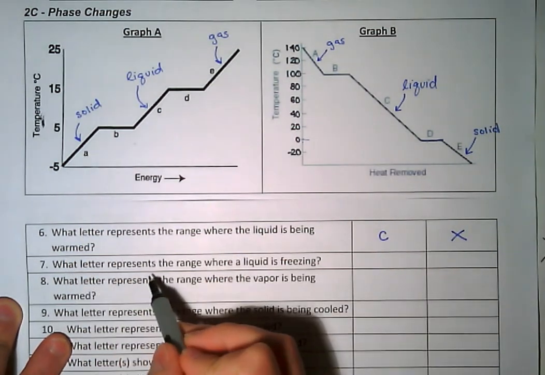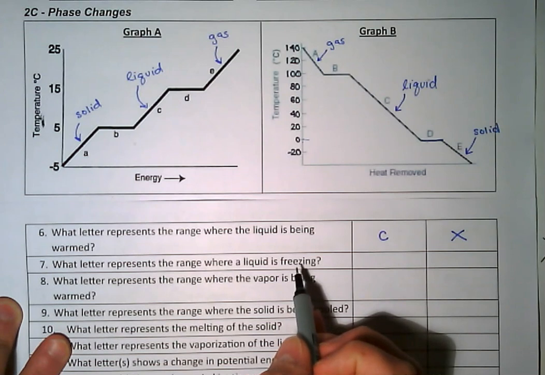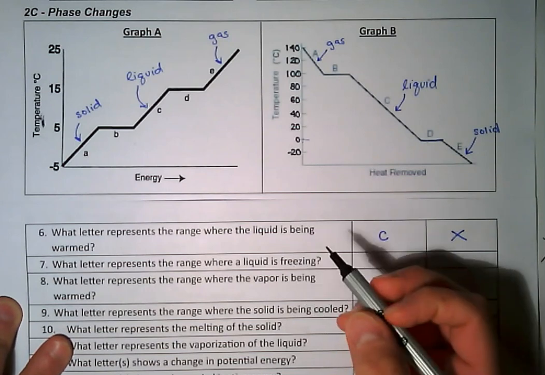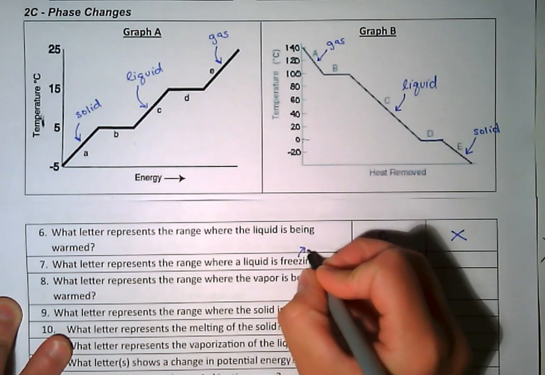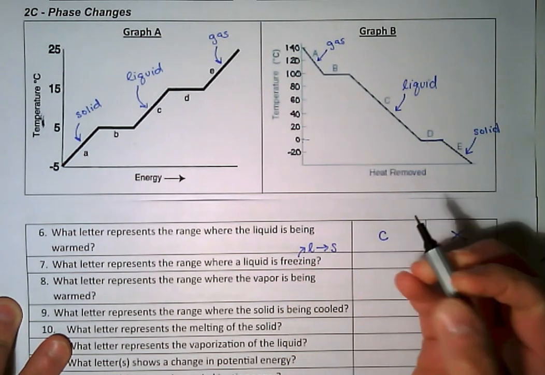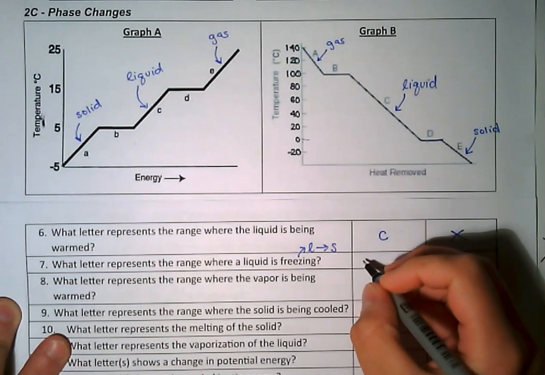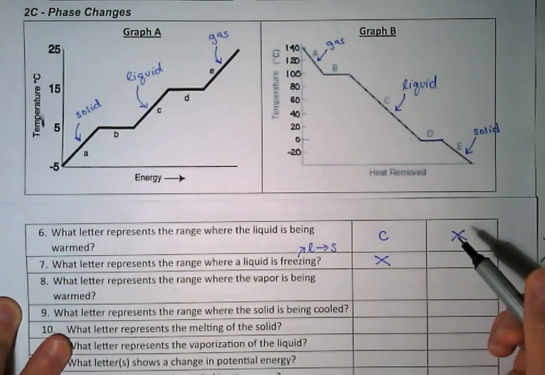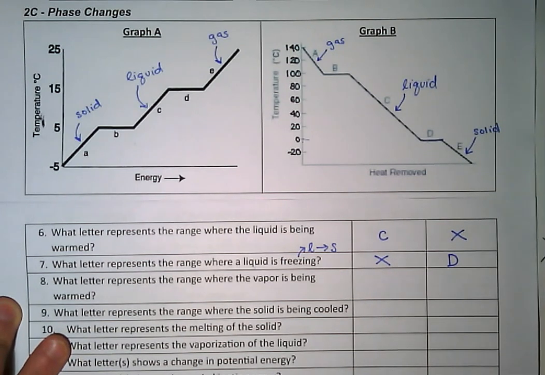So number 7, what letter represents the range where a liquid is freezing? So one of the graphs shows freezing, and one of the graphs shows melting. Freezing is when we are going from a warmer temperature to a colder temperature, going from a liquid to a solid. So graph A shows going from a solid to a liquid, so there's not going to be any section where a liquid is freezing on graph A, so we're going to put an X through that. But on graph B, we have a liquid going to a solid, and that's in section D where that phase change is happening. So we can identify that section, section D.